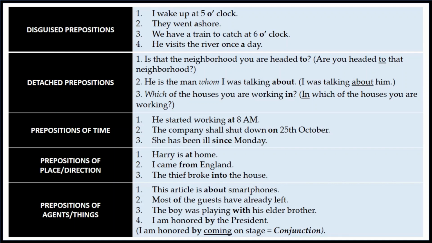What about prepositions of agents or things? Those are also pretty simple. This article is about smartphones. About is a preposition, smartphone is a thing. So therefore, it is a preposition of thing. Most of the guests have already left. The guests are agents. So therefore, of is a preposition of agents.